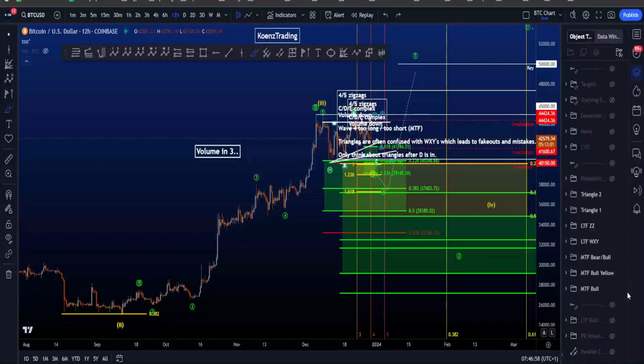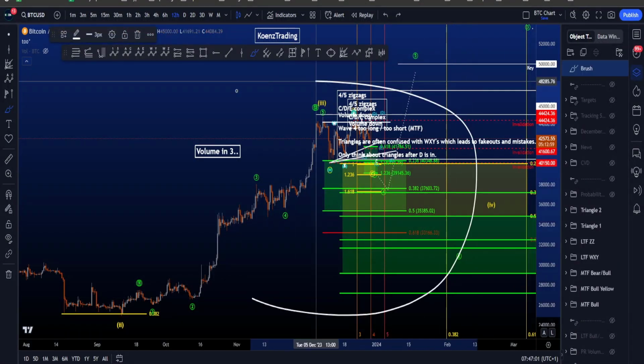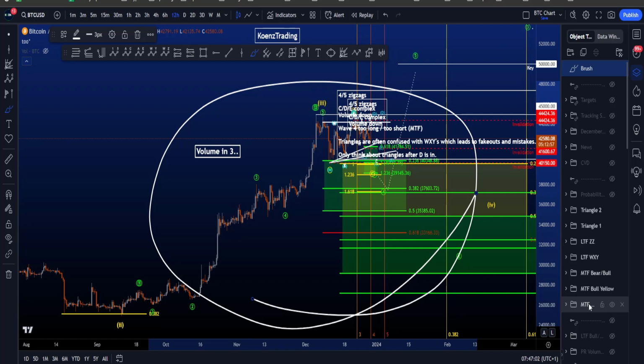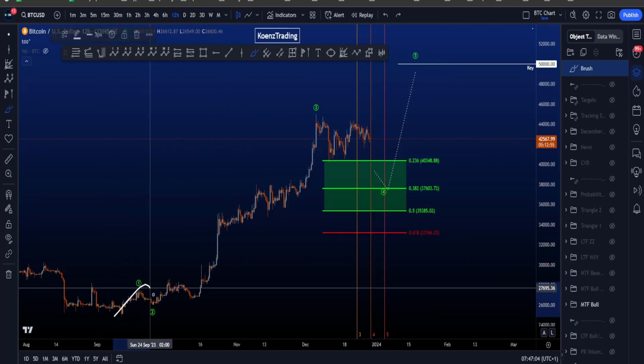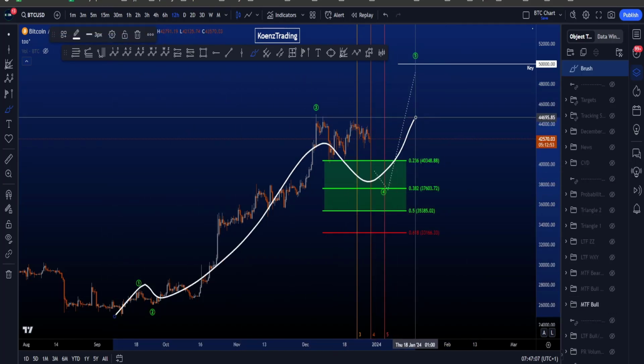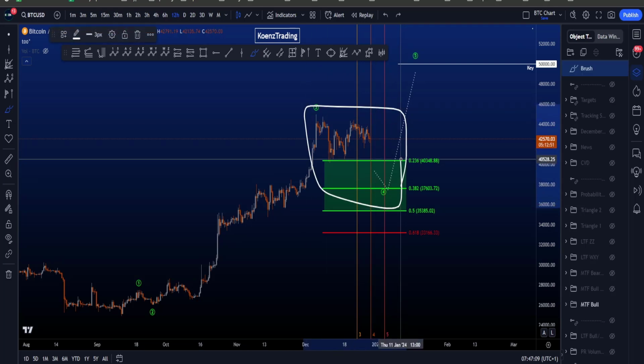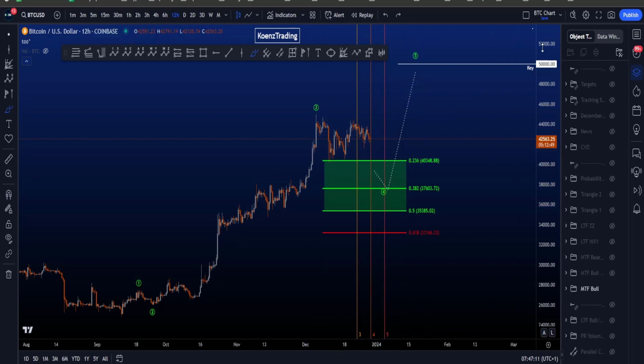Hi everyone, let's go over my bullish and bearish Elliott Wave scenarios on Bitcoin, starting on the medium time frame with the bullish scenario, where we're looking for a 5-wave impulsive structure to the upside, still working on 4, still expecting a 5 to the upside, then towards that 50k area.